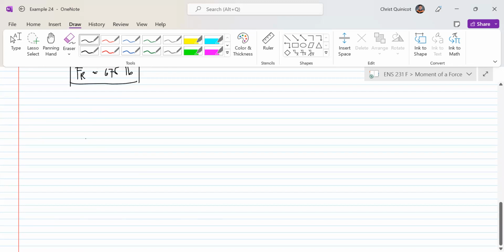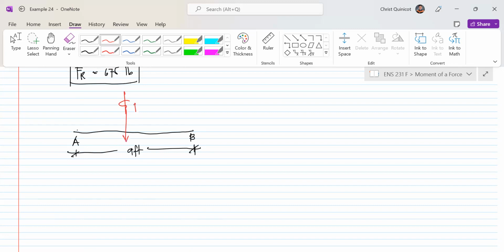Now if we try to redraw our structure, that's A, B, and we know that this entire length is 9 feet. Let us say this is my resultant force, F sub R. What is this length?